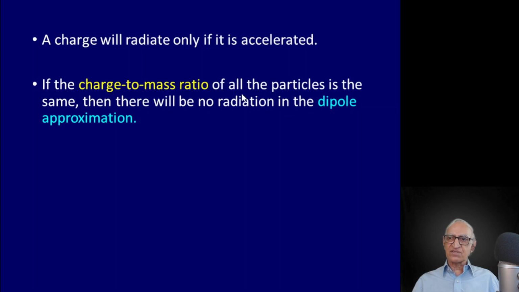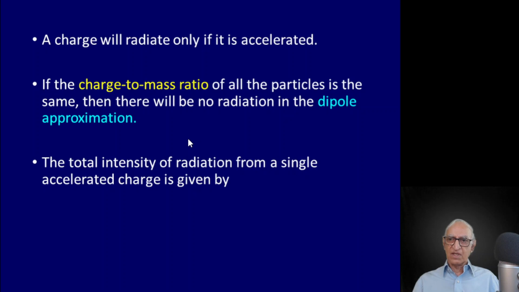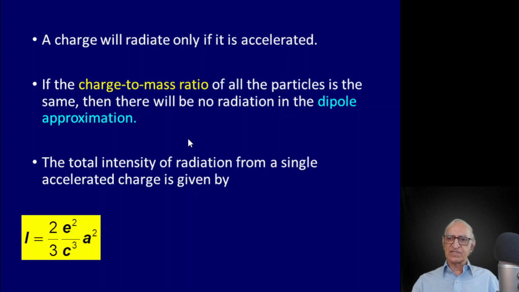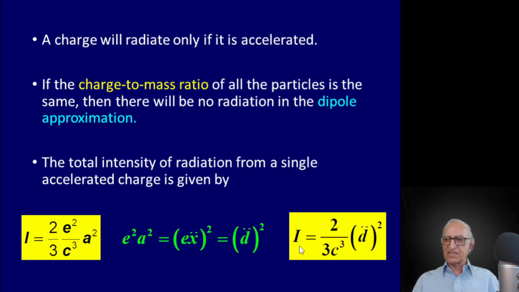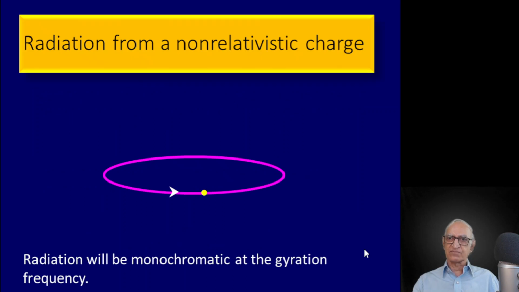If the charge to mass ratio of all the particles is the same, then there will be no radiation in the dipole approximation because there is no acceleration of the center of mass coordinate. The total intensity of radiation from a single accelerated charge will be given by Larmor's formula, 2/3 e squared a squared by c cubed. And because e squared a squared can be written as the square of the second time derivative of the dipole moment, the intensity of radiation from a single charge can also be written in terms of the square of the second time derivative of the dipole moment.